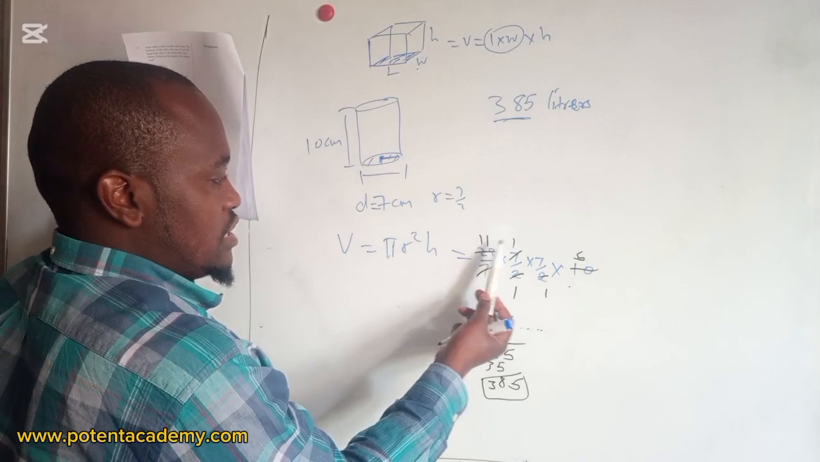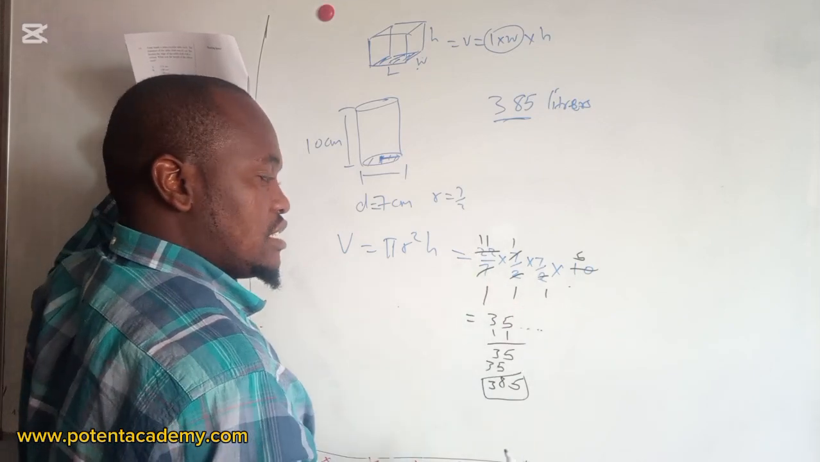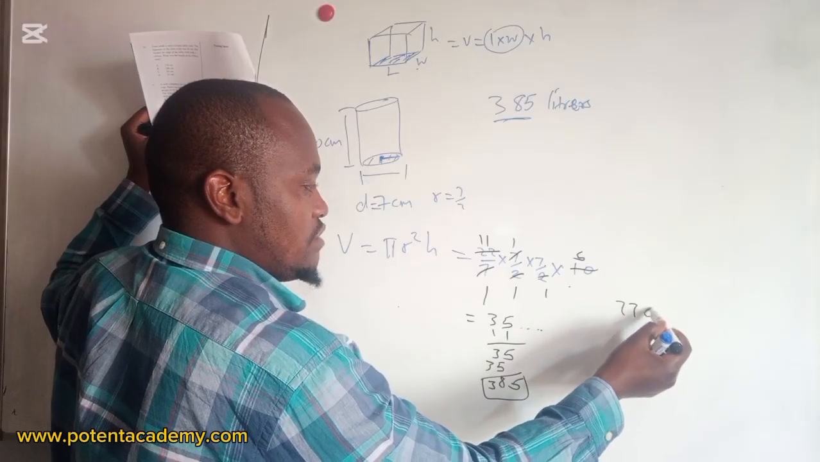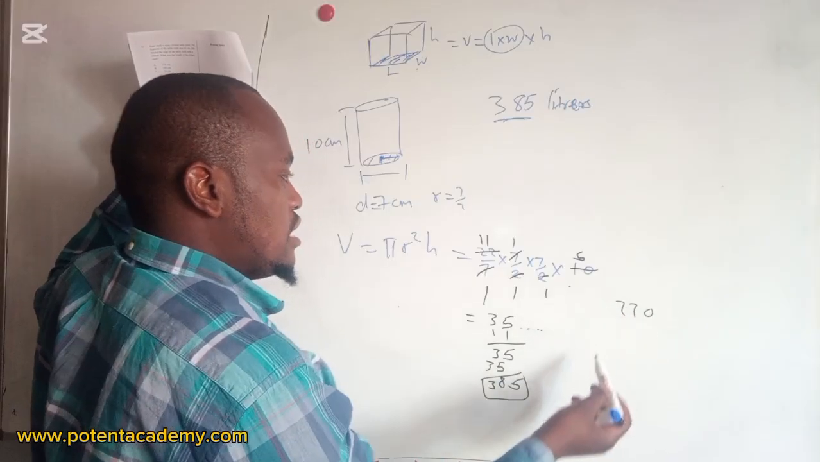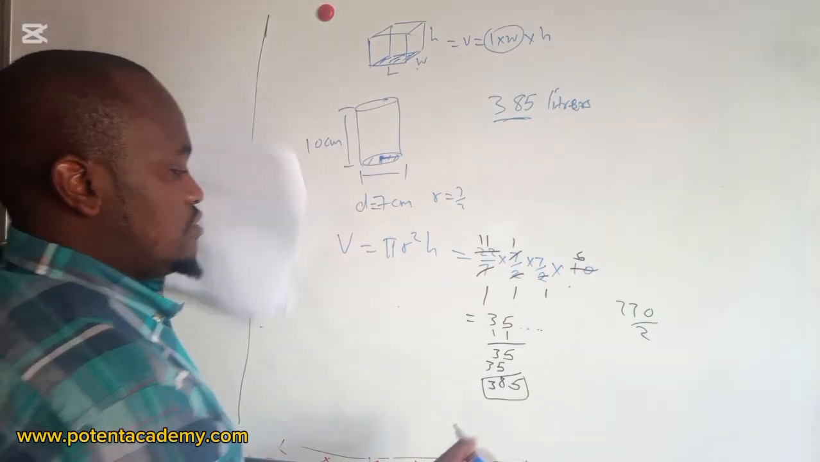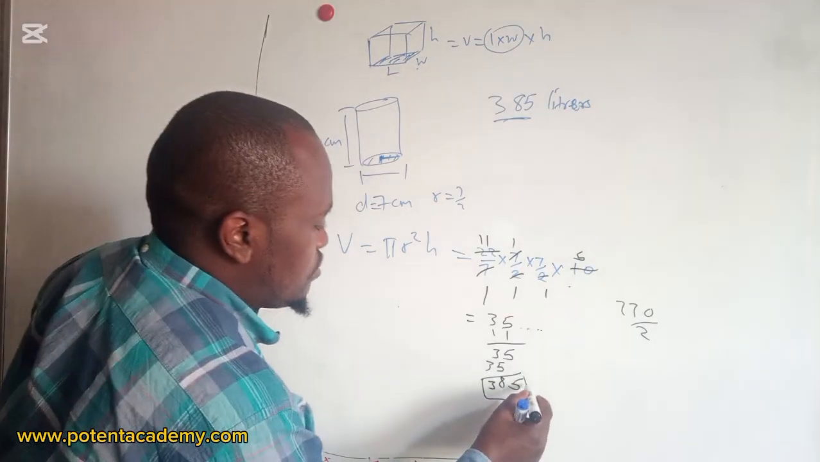so that you have 7 times 11, which is 77, times 10, 770. Then divide by 2 because you had these 2. The answer is 385. So 385 what?